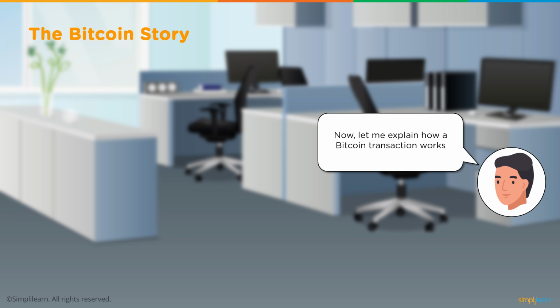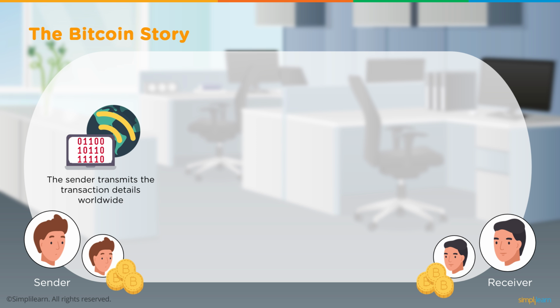Now let me explain how a Bitcoin transaction works. The sender transmits the transaction details worldwide. Basically, whenever a sender has to do a transaction, he has to send Bitcoins to a receiver. He will submit the transaction on the public blockchain network of Bitcoin and transmit it.